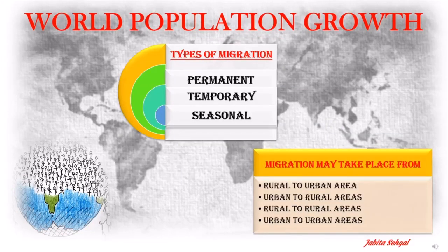Next, we have the types of migration on the basis of duration. Permanent migration. When someone moves from one place to another and has no plans to return to the place of origin, it is called permanent migration. For example, at the time of the India-Pakistan partition, many people migrated from Pakistan to India and are permanently settled in India, having no plans to go back.